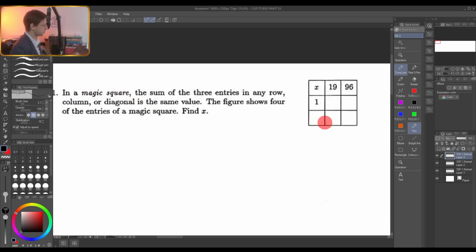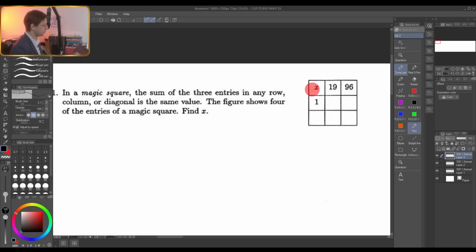There is a magic square here, and it's called magic because the sum of numbers in any row is the same, in any column is exactly the same, and in any diagonal also exactly the same. So if you add up all the numbers in any row, column, or diagonal, you will always get the same result. That's why we call it magic square.